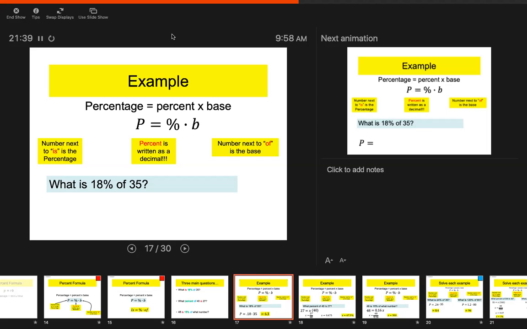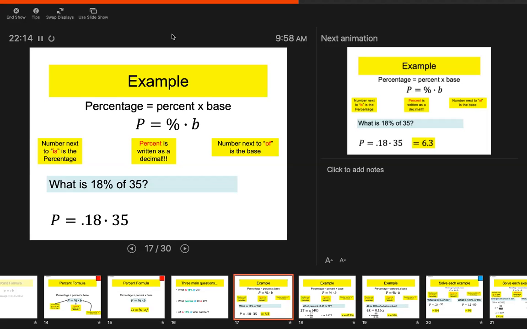The variable now is going to be the is. Well, which one was the is? P. So P now is going to be an X or whatever letter floats your boat. This one's easy. Guess what I put? 0.18. And there's only one number next to the word of, it's 35, that's your B. All right, well, that's easy. So P is 0.18, and B was 35.